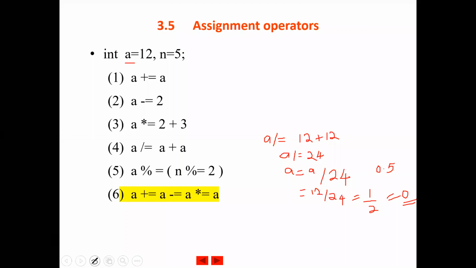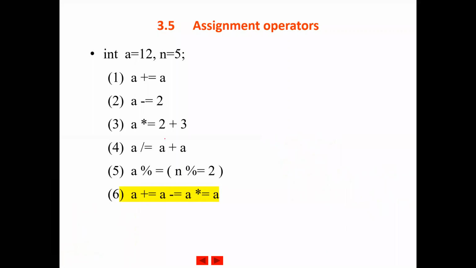Now the next one. A mod equal to n mod 2. What is n value? N value is 5, right? First we will solve what is in the bracket. Bracket will be solved first. Then I will take the rest at the end. The order of precedence changes if you put a bracket. So what is n mod equal to 2?